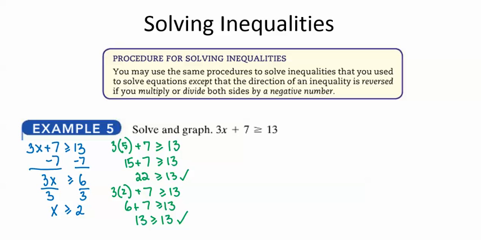Now let's try a number that's less than 2. How about 0? So when I substitute 0 for x, I get 3 times 0 plus 7. And I want to know, is that greater than or equal to 13? 3 times 0 is 0, plus 7 is 7, greater than or equal to 13? And the answer is no. So therefore, 0 is not a solution to the original inequality. And the same would hold true for any number that's less than 2.